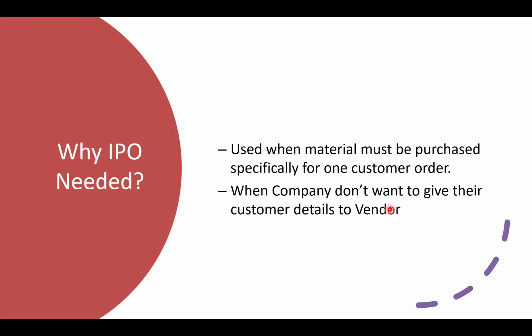Also, IPO is used when the company doesn't want to give their customer details to the vendor. In third-party sales, when the vendor delivers goods to the customer, the vendor knows the customer's whereabouts, like where he is from and what his address could be. So next time the customer may place the order directly with the vendor, not with the company, and there may be a chance of losing the customer. In that case also, the company will prefer the IPO process over third-party sales.